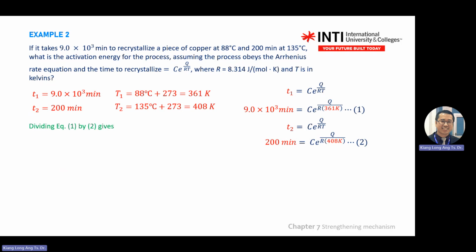Okay, so you have all this equation. t1 equal to C e^(Q/RT). Substitute the time, substitute the T. R, if you want, you can substitute. Okay, you have two equations. Then you divide the two equations. You'll get this kind of answer. When you divide this one, you get this exponential answer.